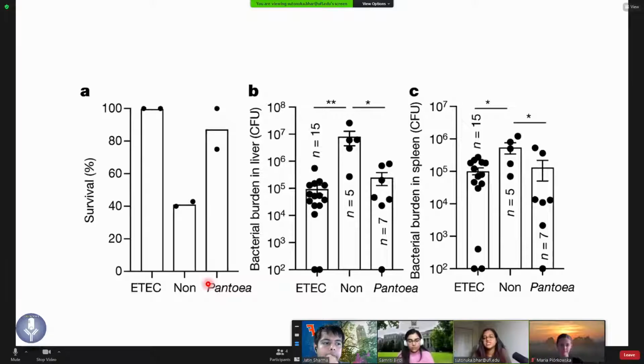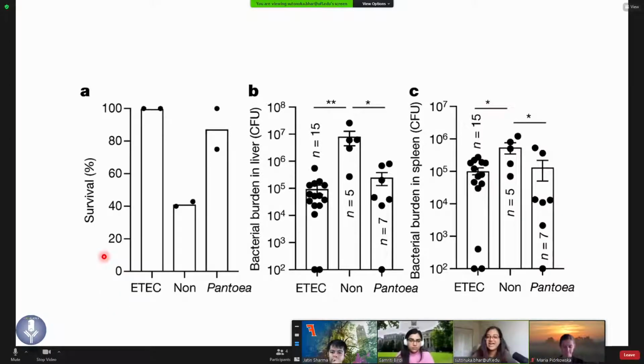But the question now is, is a single species of commensal bacteria sufficient to protect against ETEC infection? For checking that, a vaccination type strategy was applied. So when I say vaccination, that means formalin killed Pantoia or formalin killed ETEC were given to the germ-free mice dams, which is germ-free mothers.